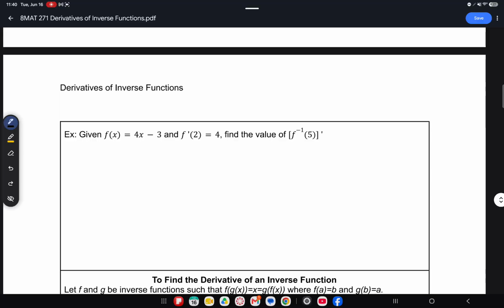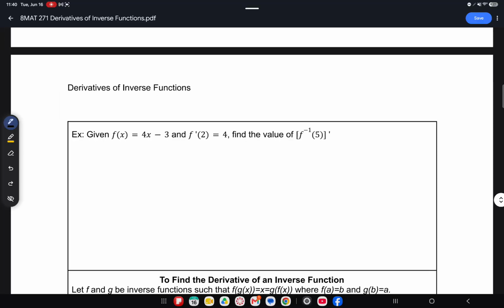So let's see if we can apply that to an example here. We have a function, 4x minus 3. We know the derivative at 2 is 4. So let's find the value of the derivative of the inverse at 5. This 5 is actually the output of the original, right? So let's solve for what the x value would be.